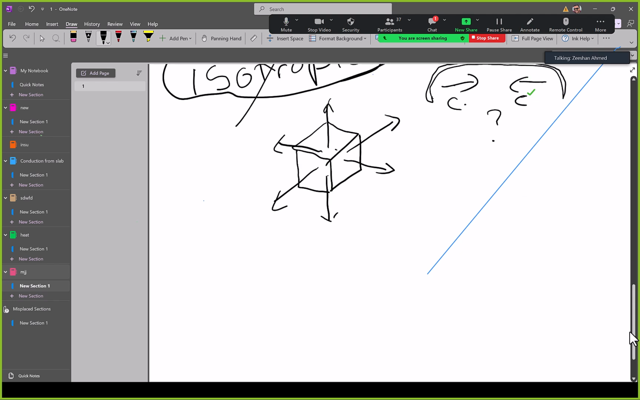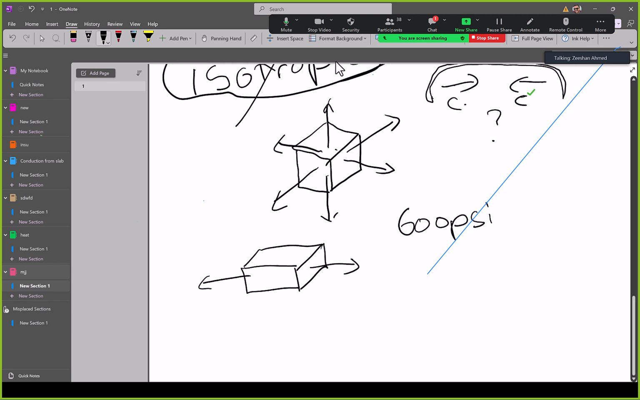So let's take other materials like a brick. A brick, if you pull it, has a capacity of, say, 600 psi. But if you push it, compress it, it has a capacity of 1800 psi. By now you should know psi.